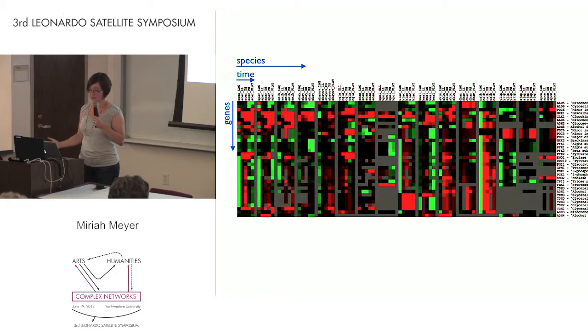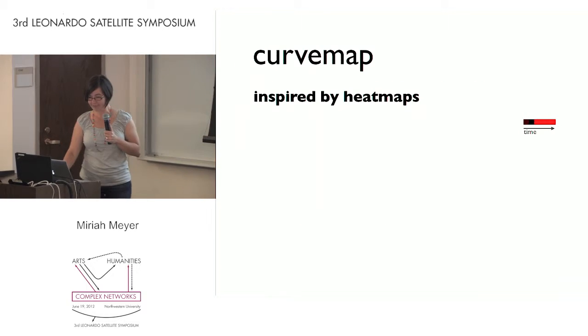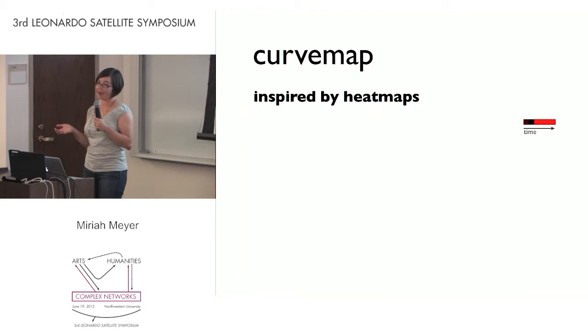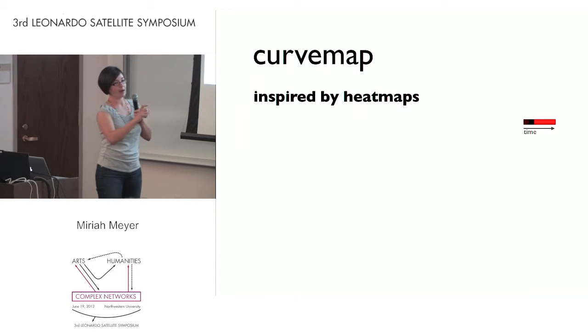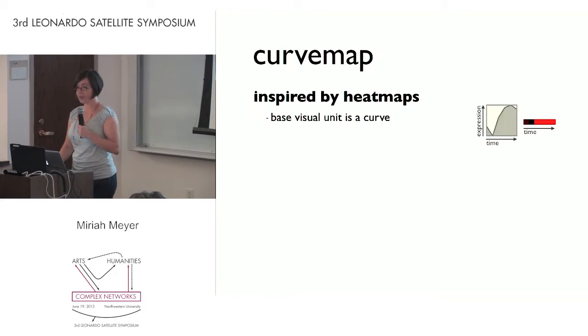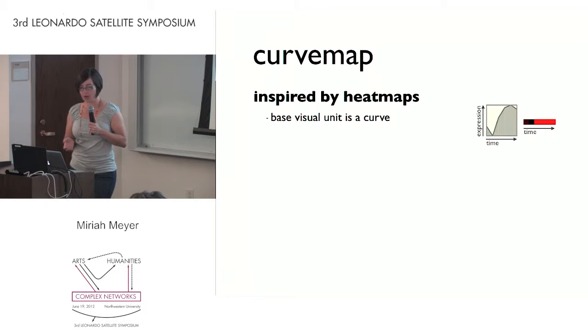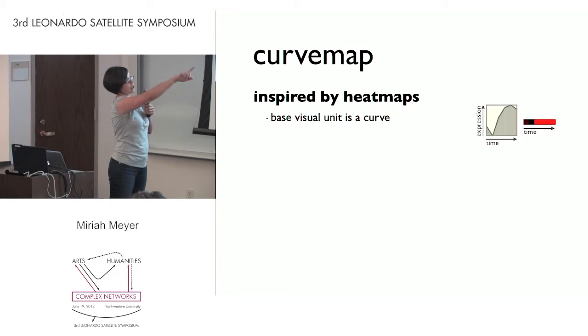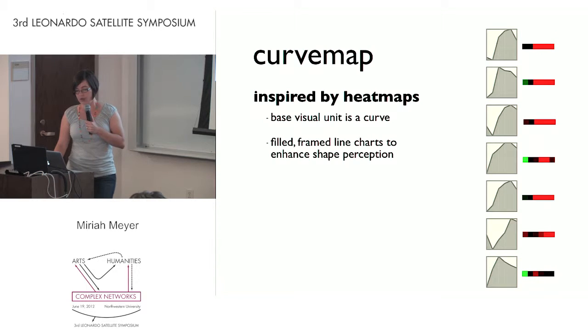I'd argue that's non-trivial. So the idea of the curve map was inspired by this notion of a heat map, but instead of the base visual unit being a single block of color, our base visual unit is going to be a curve, where we show gene expression versus time. So we use these filled framed line charts in order to enhance the perception of the shape of the curves.